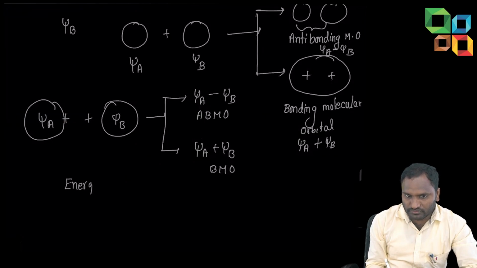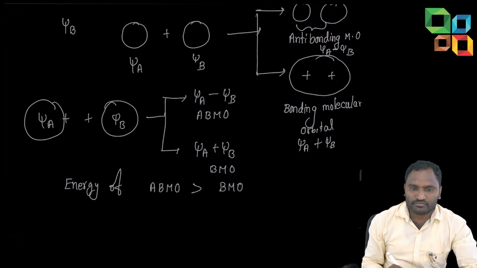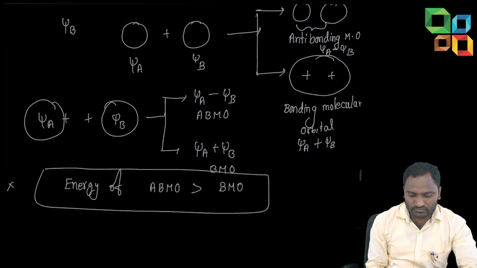Energy of anti-bonding molecular orbital is greater than bonding molecular orbitals. Next one, the bonding and anti-bonding molecular orbitals.